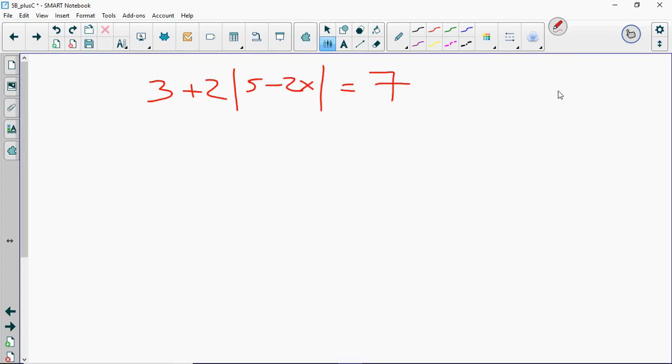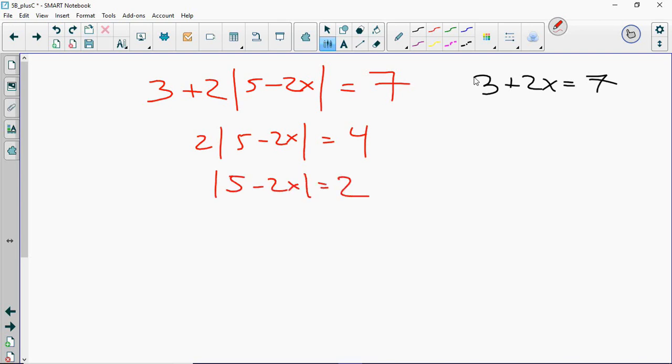Last thing I want to say about these, sometimes we have to do a little more work to get the absolute value by itself, and that's really the first step. Before we can split any of these up, we've got to get the absolute value alone. So if I had something like this, I would basically treat it as though it were 3 plus 2x equals 7. So the first thing I'm going to do is subtract 3 from both sides, and then after that is done, I'm going to divide both sides by 2.